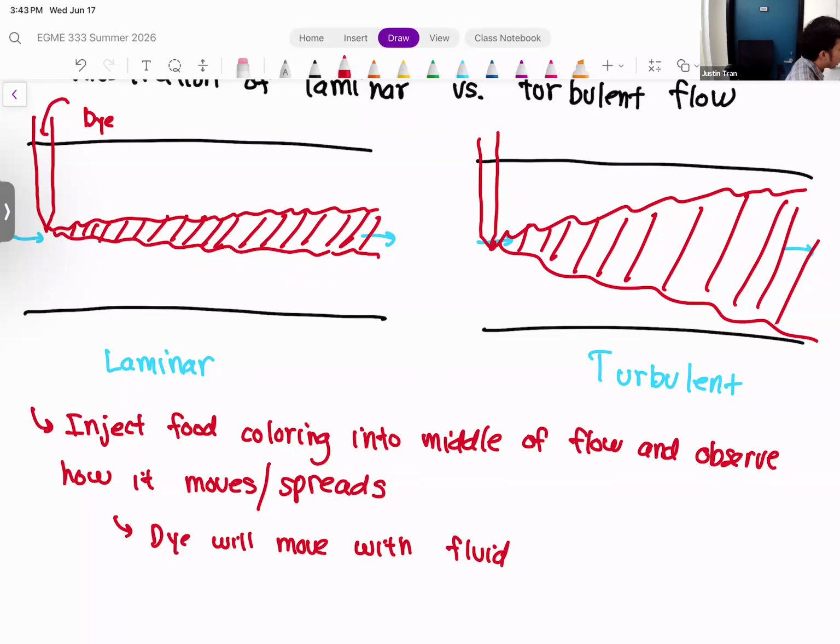Now I've exaggerated it a little bit here, just to illustrate the differences, but there was a very noticeable change in terms of how much the dye was spreading out. That spreading out was due to the chaotic motions in the turbulent flow. So what Reynolds observed was that as the flow got more turbulent, more chaotic, you had more of these random fluctuations. That causes more cross-stream motion within the fluid itself.